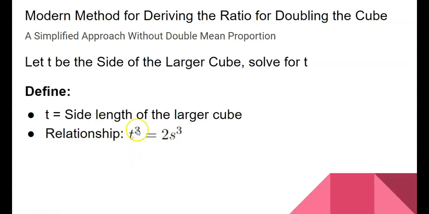Then the volume of the larger cube is equal to 2a, twice the volume of the smaller cube. And yes, a is equal to s cubed. So we cube the side length s of the smaller cube. Alright, so now let's begin solving for t.